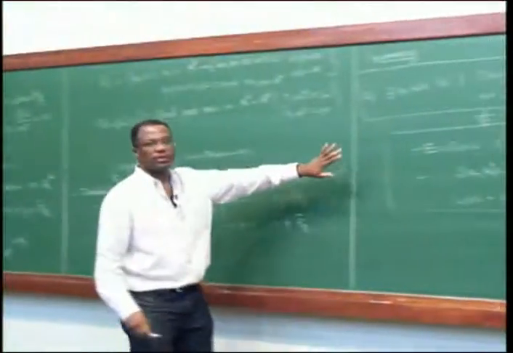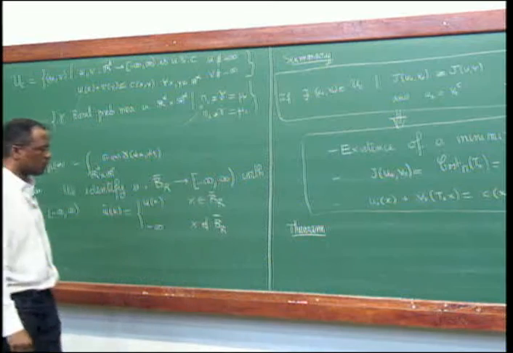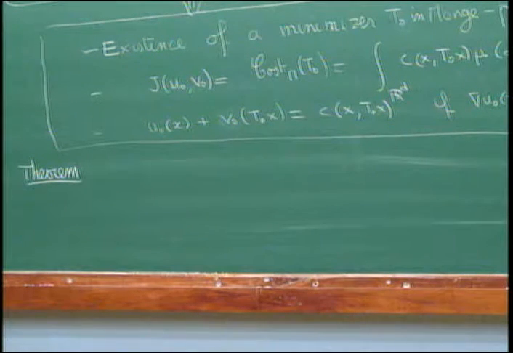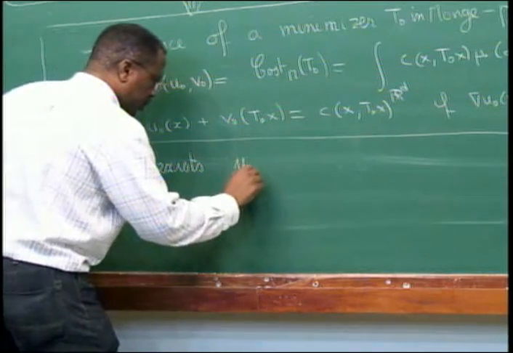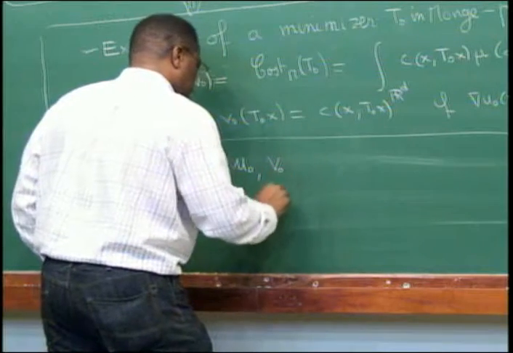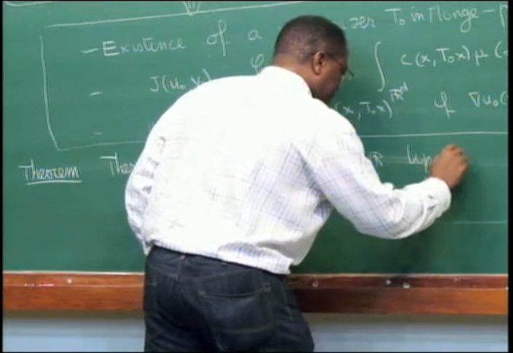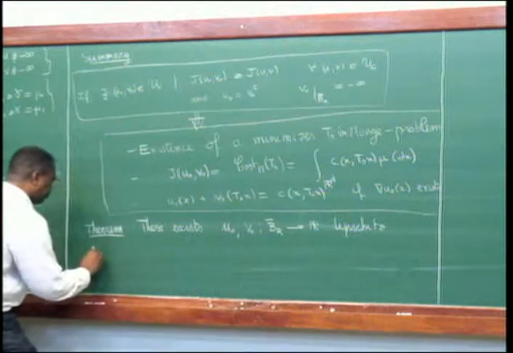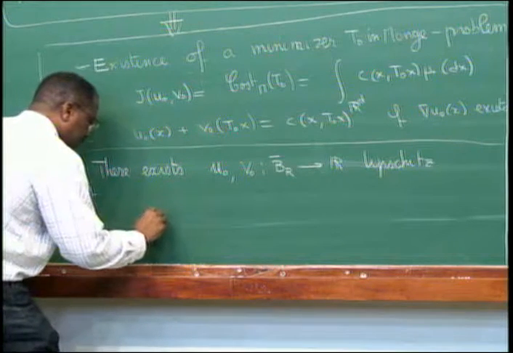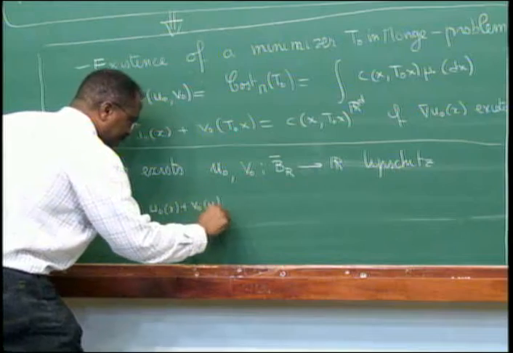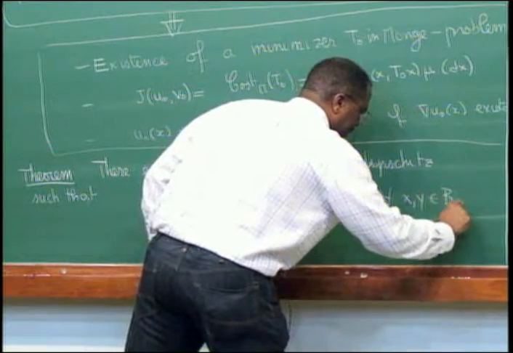Okay, so let us prove this theorem. There exist U naught, V naught from the ball B_R into R, Lipschitz, such that U naught of x plus V naught of y is less than or equal to C of xy for every x, y in the closed ball.